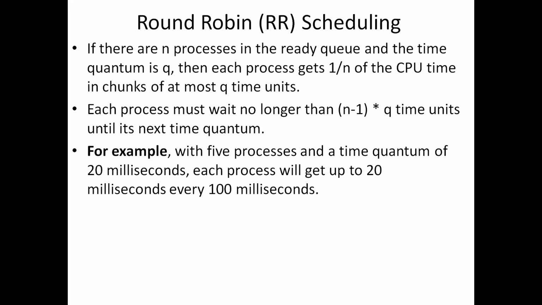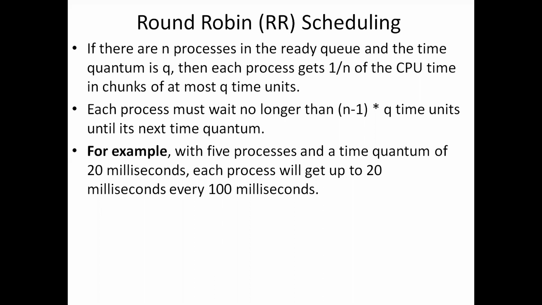Each process must wait no longer than (n minus 1) times q time units until its next time quantum. Until its next time quantum comes, each process must wait in the ready queue for not longer than (n minus 1) times q time units. For example, with 5 processes and a time quantum of 20 milliseconds, each process will get up to 20 milliseconds every 100 milliseconds in round robin scheduling.